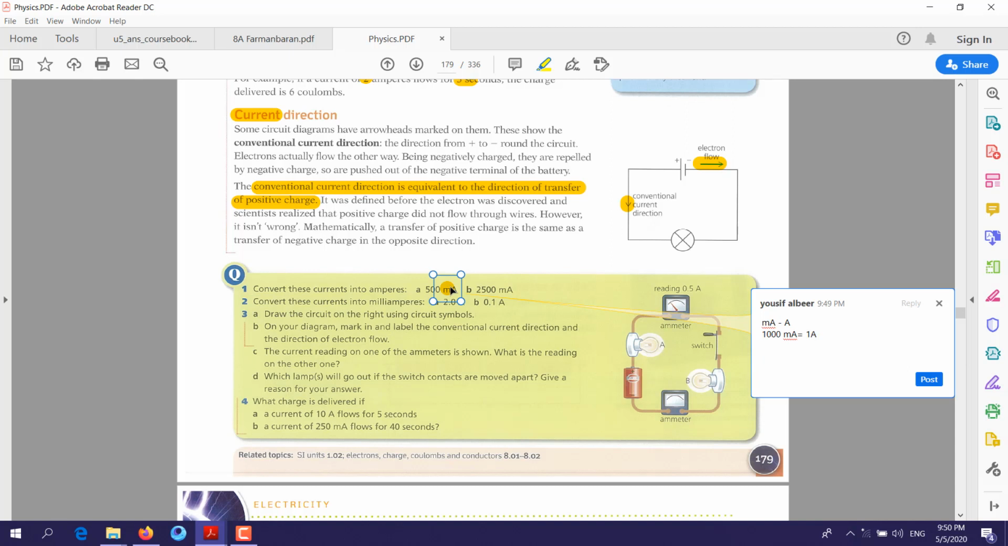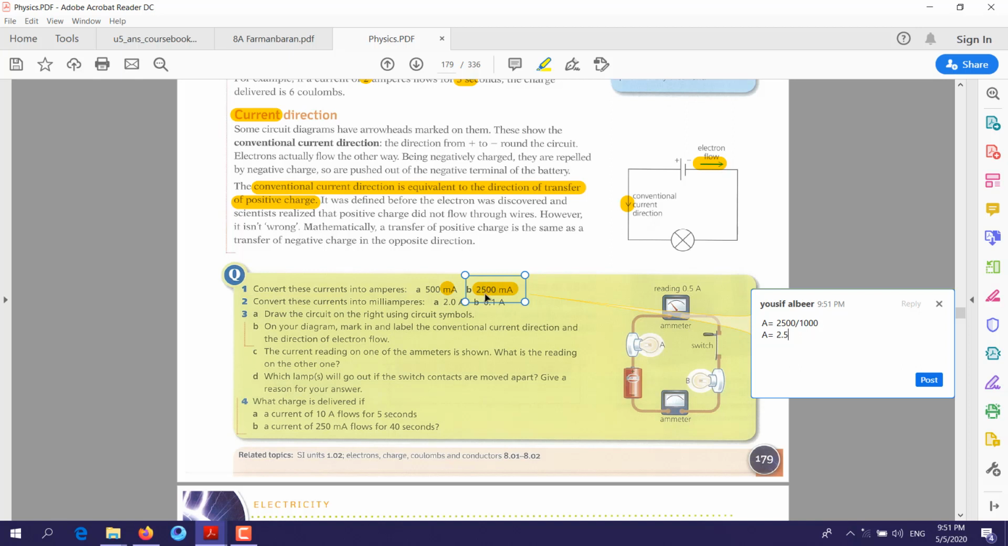Now, what do we have? How many milliamperes do we have? 500 over 1000. The answer will be 0.5 amperes. Now, if we solve the second one, we have 2500 milliamperes. The same way, we have 2500 and you divide it by 1000. Now the answer will be 2.5 amperes.